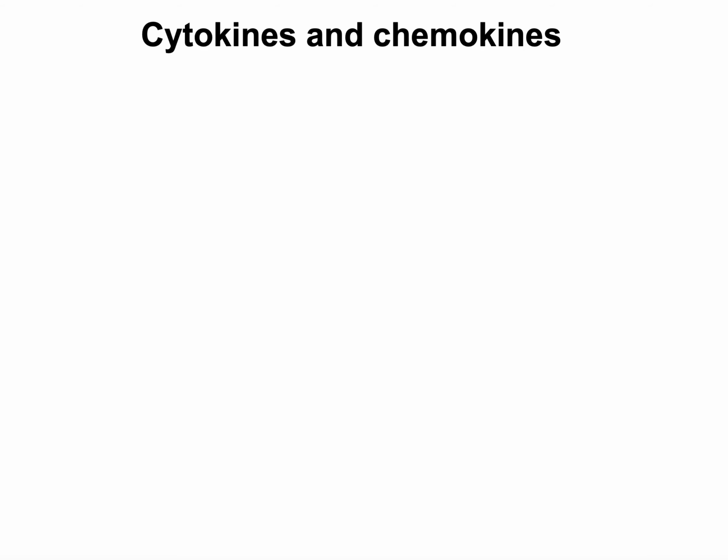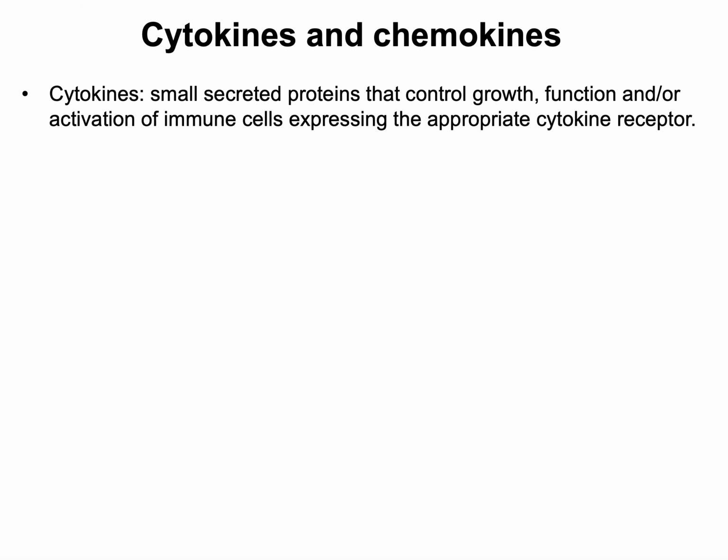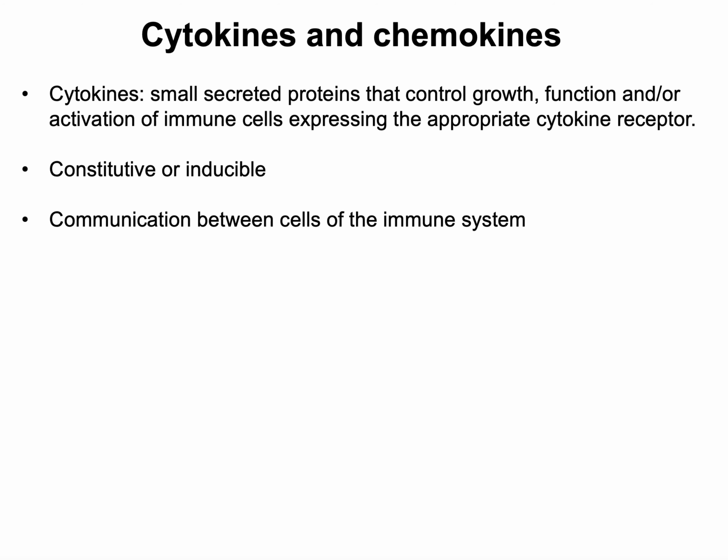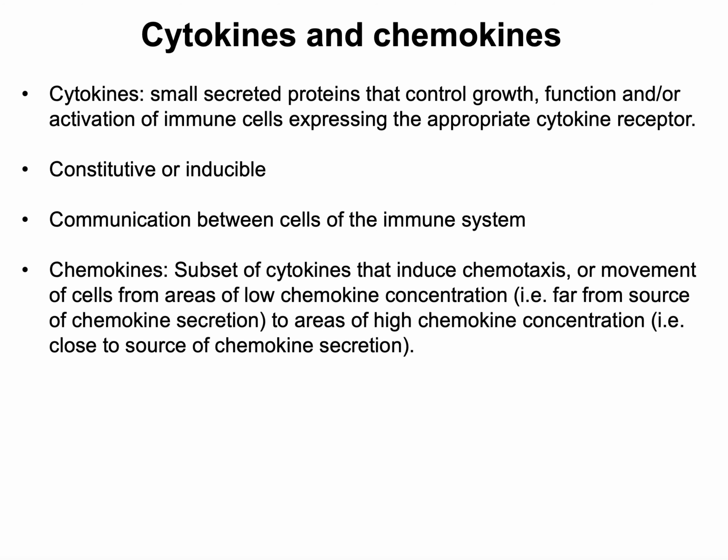Cytokines and chemokines, on the other hand, are typically produced by cells of the innate immune system and are induced upon recognition of pathogens. Cytokines are small secreted proteins that control growth, function, and/or activation of immune cells expressing the appropriate cytokine receptor. They can be constitutive or inducible. They are present in the innate immune response and the adaptive immune response, and they mediate many biological functions, including communication between cells of the immune system.